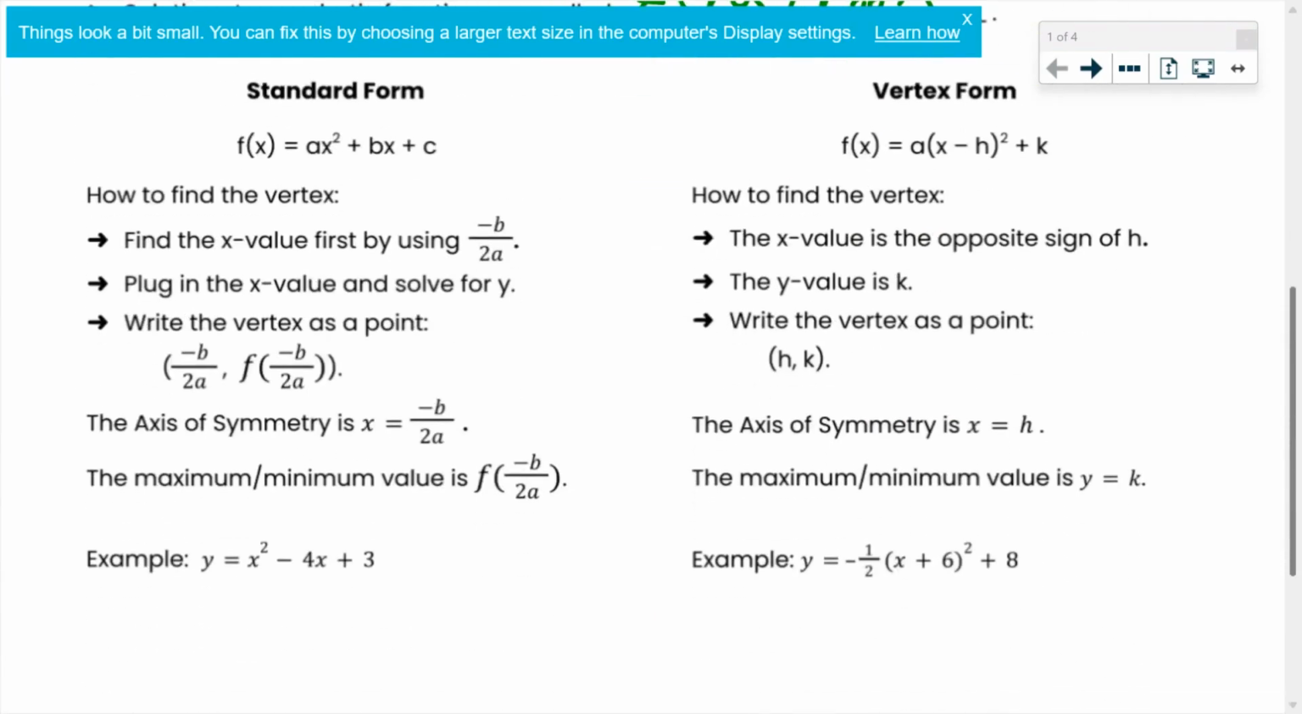That's exactly how these quadratic equations work. Depending on what form the equation's written in, you can get out different pieces of information. There's three forms we're going to look at. Today we're going to look at two of them, standard form and vertex form. Guess why vertex form is called vertex form? Because it shows the vertex.